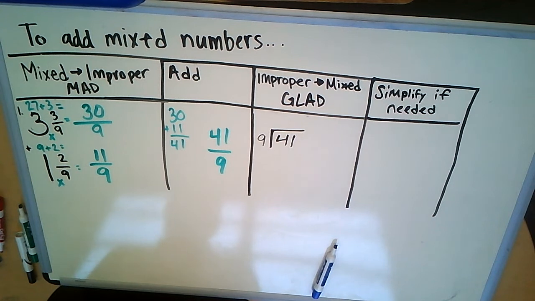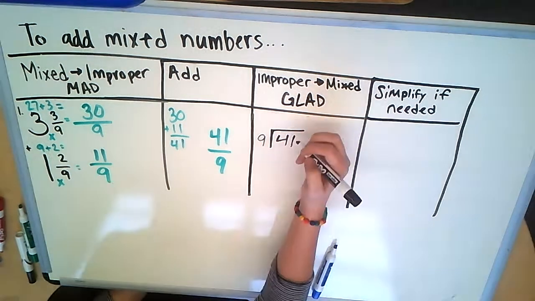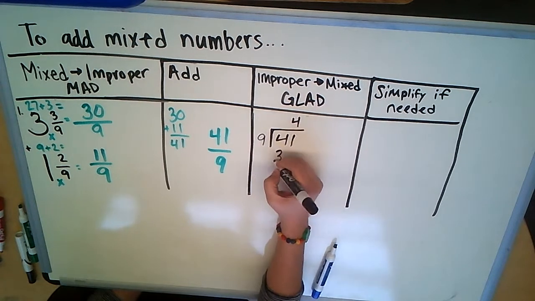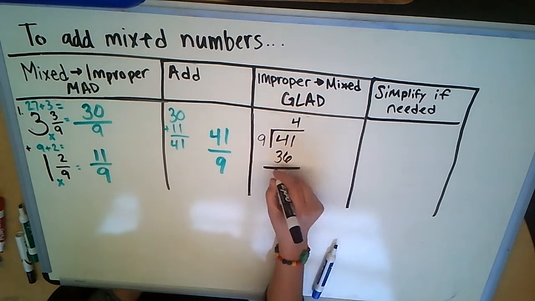I know that 9 times 6 is 54. That's too much. I know that 9 times 5 is 45. That's too much. So I need to do 9 times 4. 9 times 4 is 36. And we're going to subtract.